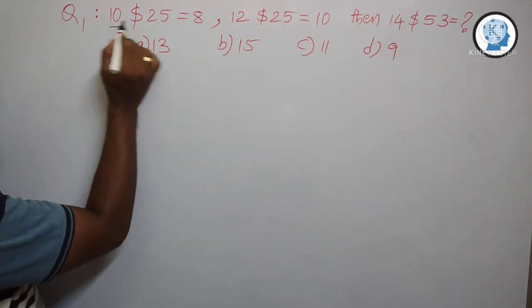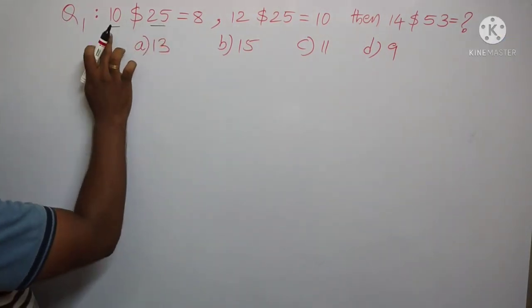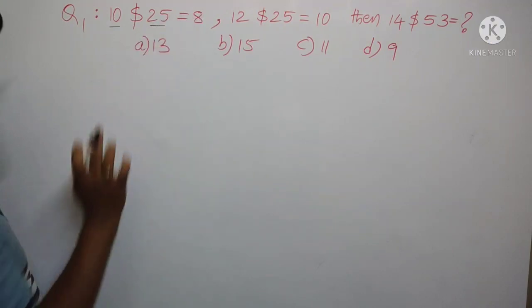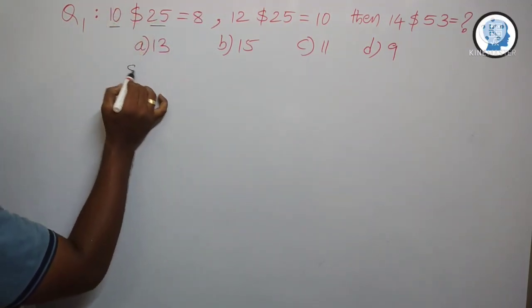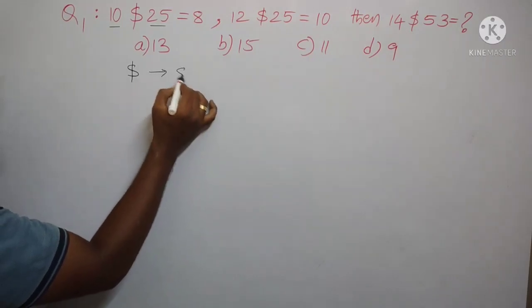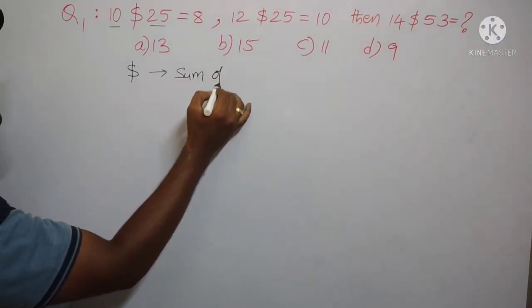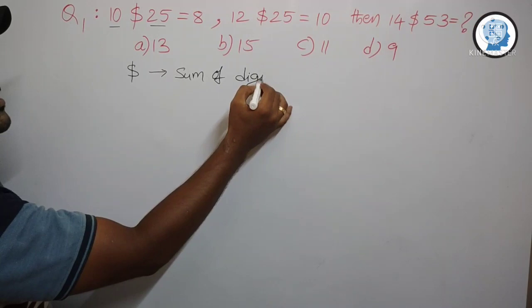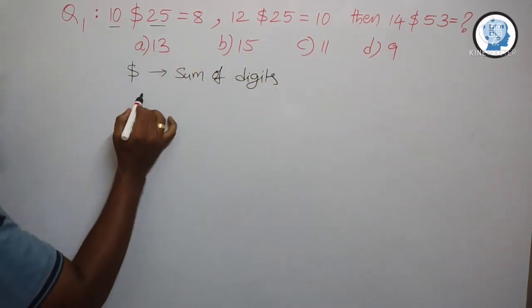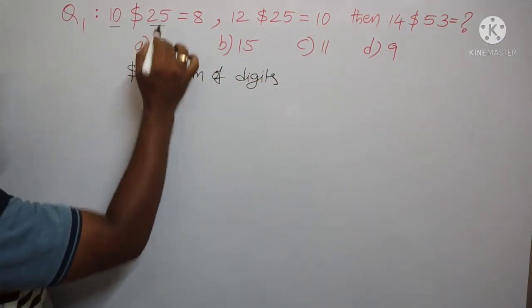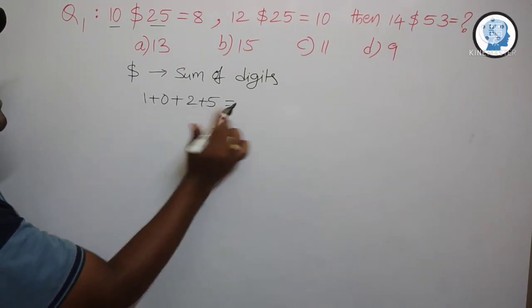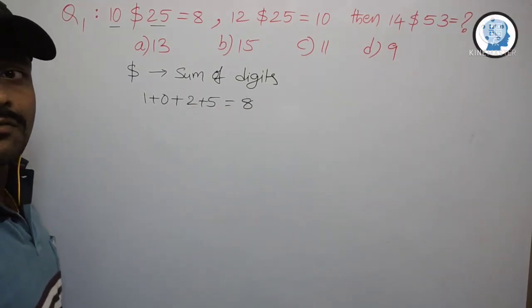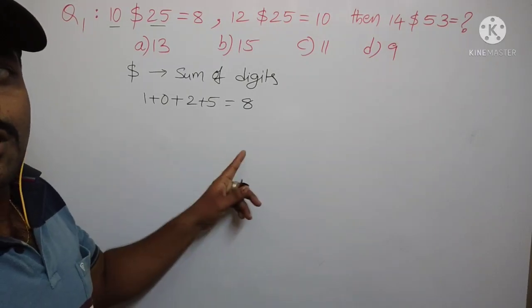I observed that I want to use 10 and 25 to get 8. So how to get it? Dollar is nothing but the sum of the digits. Here the logic is sum of the digits. 10 means 1 plus 0, 25 means 2 plus 5, which gives you 8. That's all, very simple logic. Sum of all the digits.